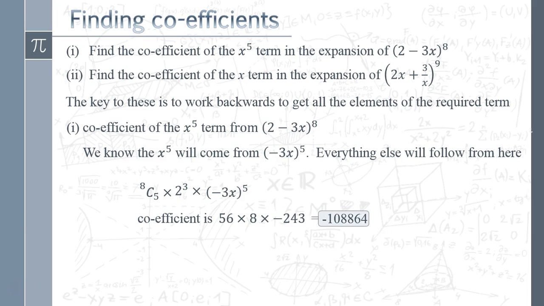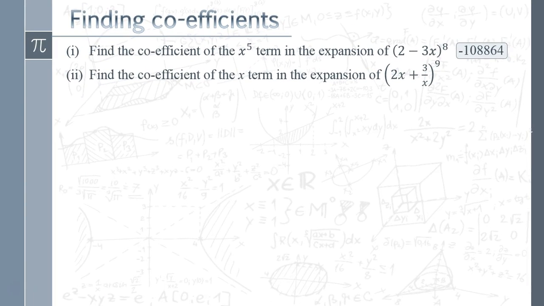My coefficient is minus 108,864. Don't be worried by the fact that we've ended up with a very large number. When you get higher order powers, the coefficients do get extremely large. So that's absolutely fine. We've done everything correct, and there's our answer.